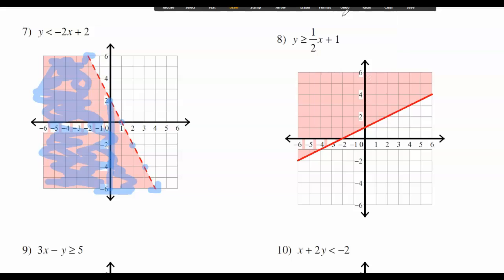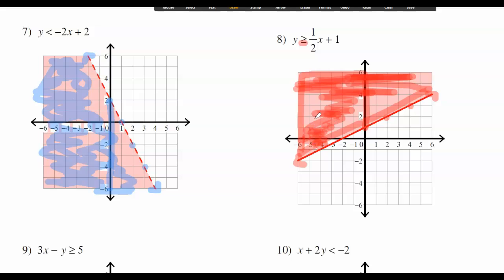Okay, in 8, similarly, plot our y-intercept at 1, apply my slope. My line is solid because it has the equal to. And then it's y greater than, so when is y greater than? It's greater than above. So I shade above and on the line.